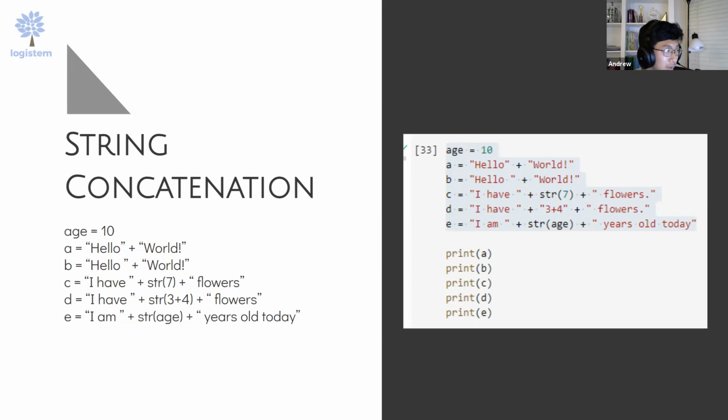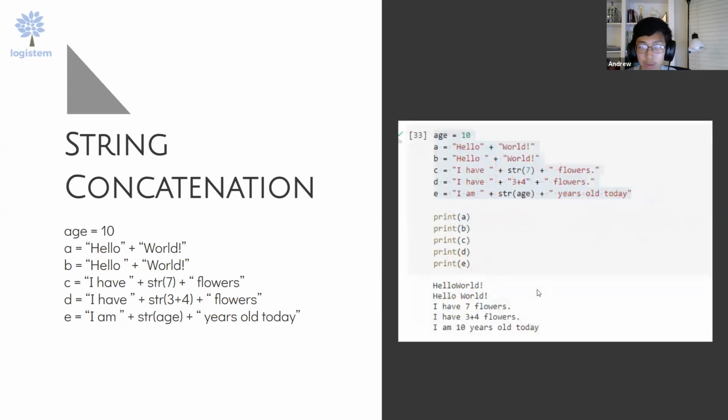Okay, yeah, thanks guys, you answered the question for me. Exactly like they said, string age turns the number 10 into the string 10. String of 7 turns the number 7 into the string 7.